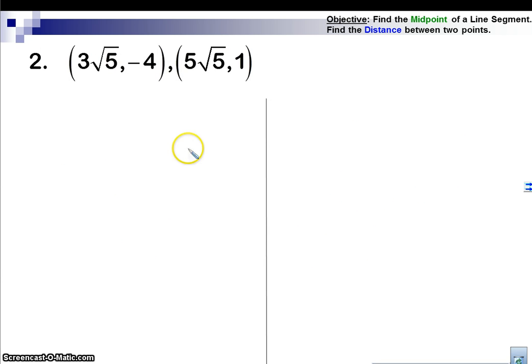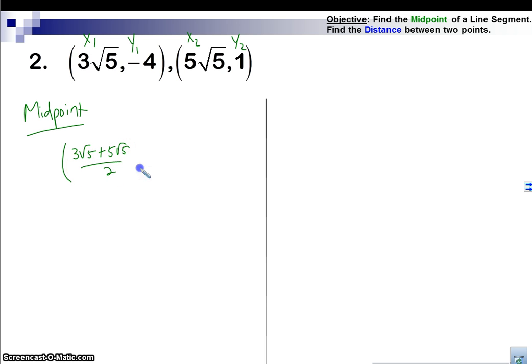Find the 2 points, find the distance between the 2 points, the midpoint. All right, one more here, and I've got a kind of word problem here. So let's do the midpoint first. You should try this before I do it, okay? First thing you should always do is x1, y1, x2, y2. So we're going to take 3 root 5 plus 5 root 5, divide that by 2, and -4 plus 1, divide that by 2.